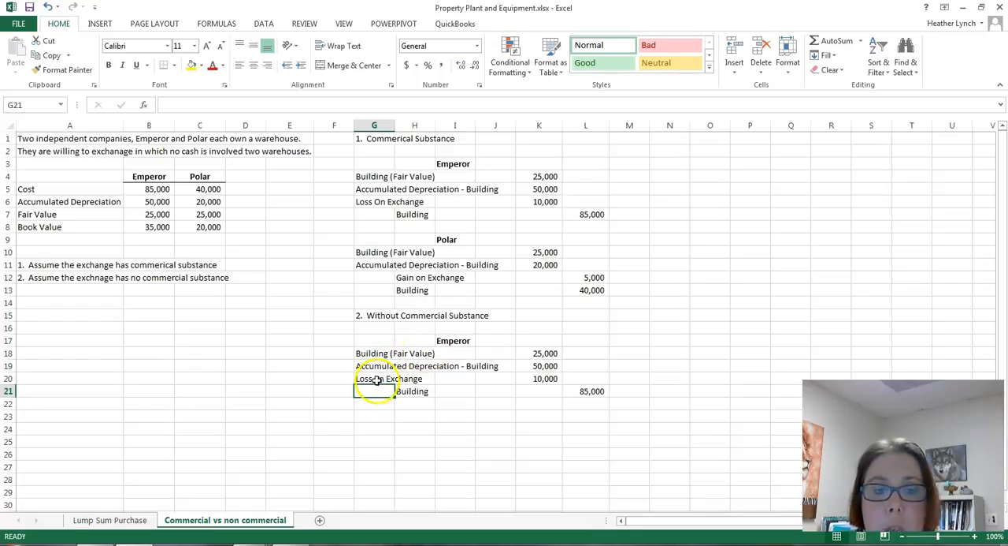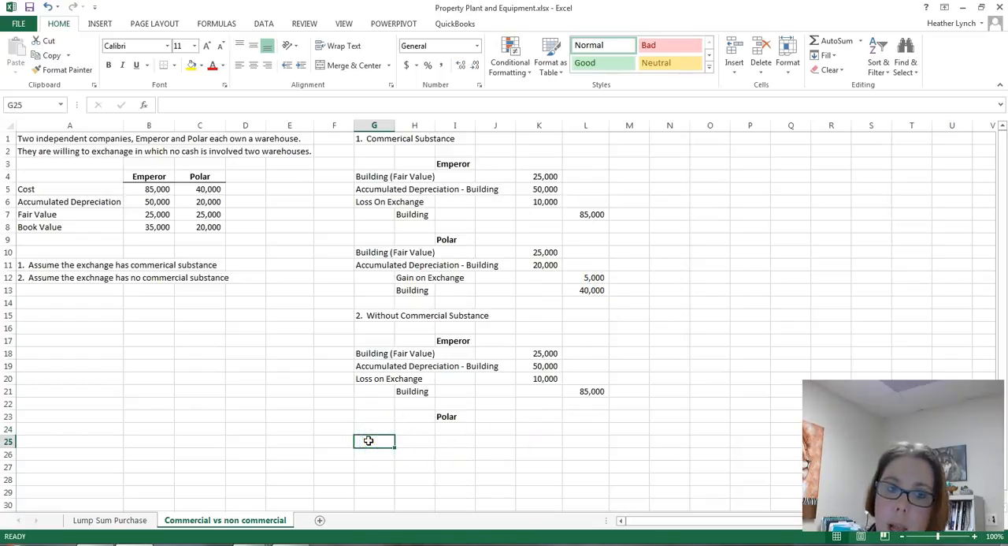So that one, without commercial substance, you are allowed to report the loss on exchange. Okay, so like I said, on a loss, we are allowed to report that. Now let's look at Polar. So when you're looking at without commercial substance, you cannot report a gain. And remember, he had a gain on exchange of $5,000.